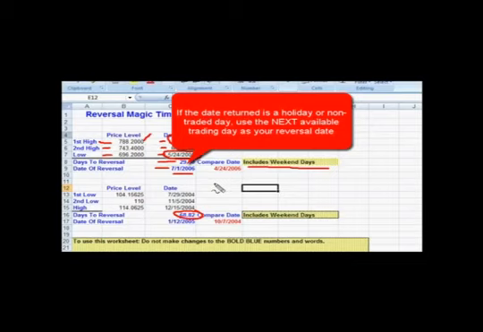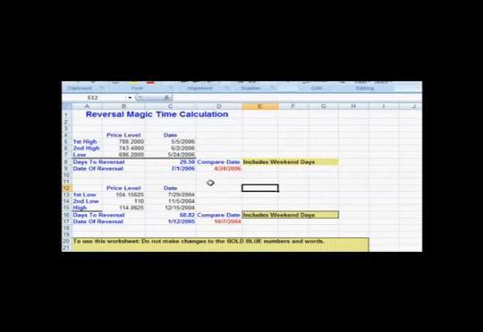So if your reversal occurs on a holiday or on a weekend or some other day that the market's not traded, we'll then move it to the next available day. So how does our date stack up?